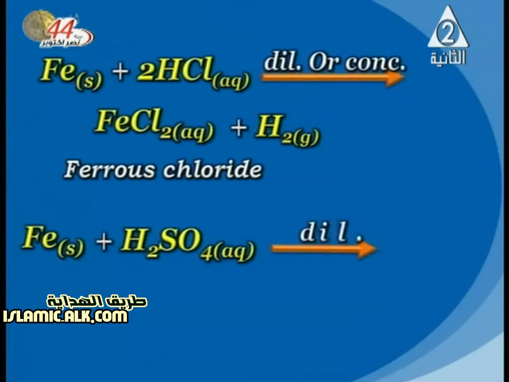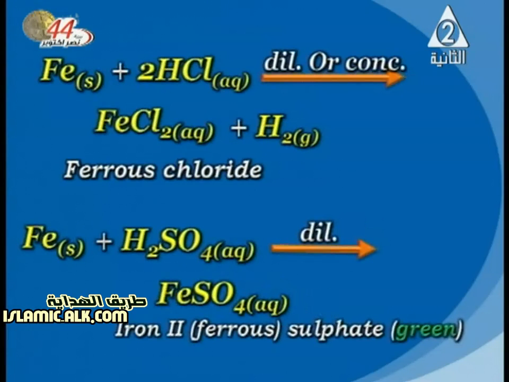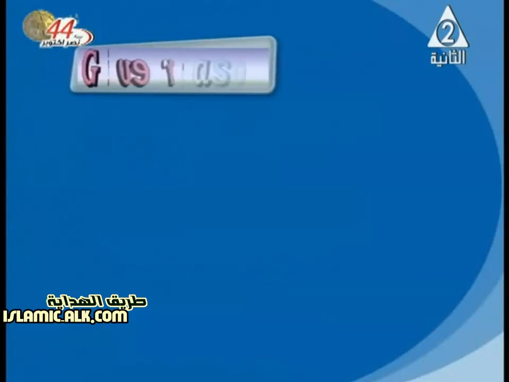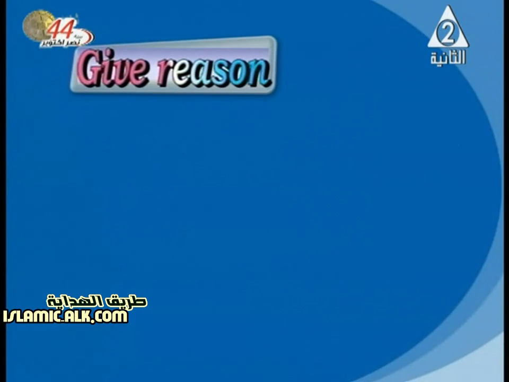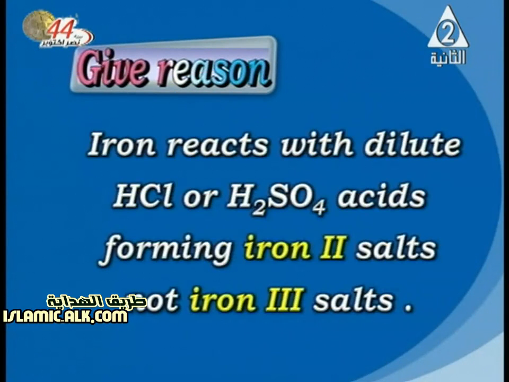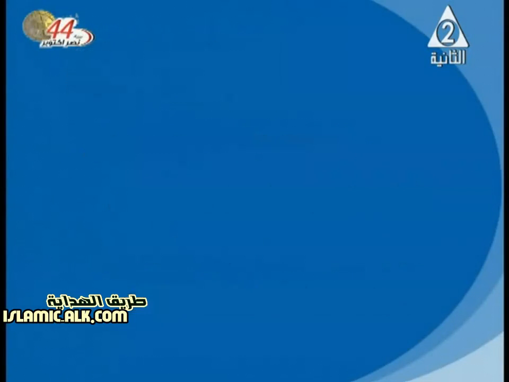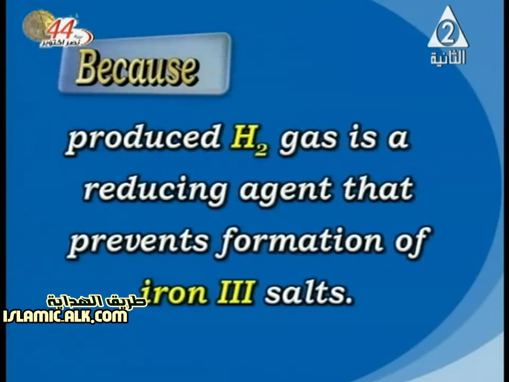And also, my dear students, iron reacts with dilute sulfuric acid, giving iron 2 sulfate or ferrous sulfate that has green color, releasing hydrogen gas. Now, my dear students, we have a give reason in this point. Iron reacts with dilute hydrochloric acid or sulfuric acid, forming iron 2 salt, not iron 3 salt. The reason for that is because the produced hydrogen gas is a reducing agent that prevents the formation of iron 3 salts.